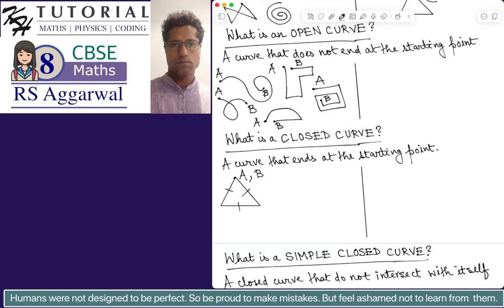Similarly, this is also a closed curve, as this point is both the starting point and end point. I started from this point and I drew the curve. I'm using some arrows, even though a curve should not have any arrow, just for the sake of explanation. I drew the curve this way. This was my path of drawing the curve, and finally I ended at the same point, at the starting point A. So this is also a closed curve.